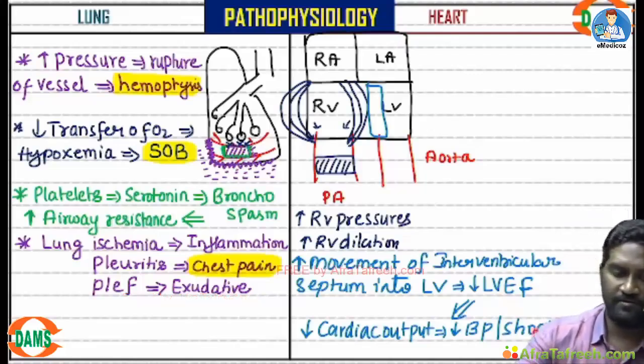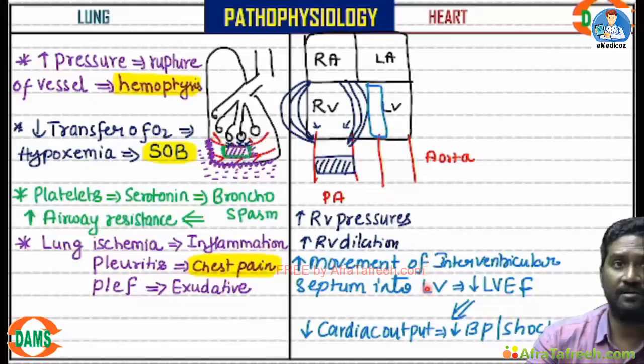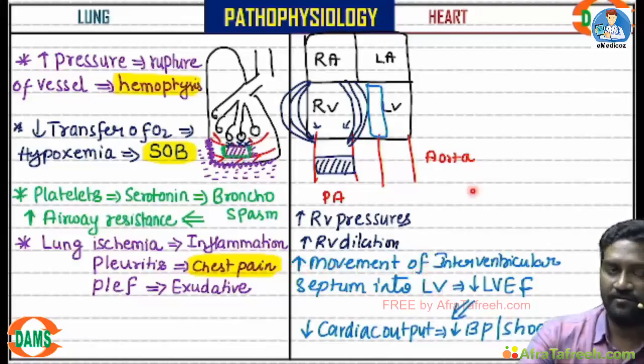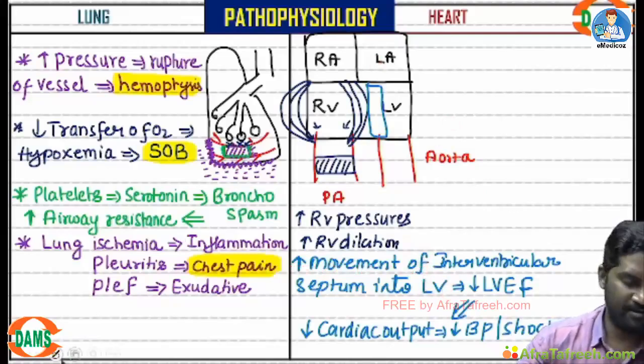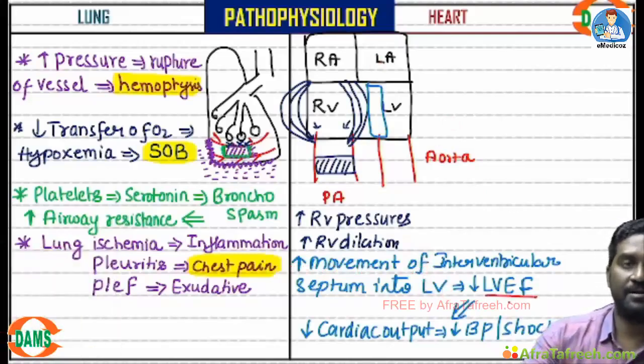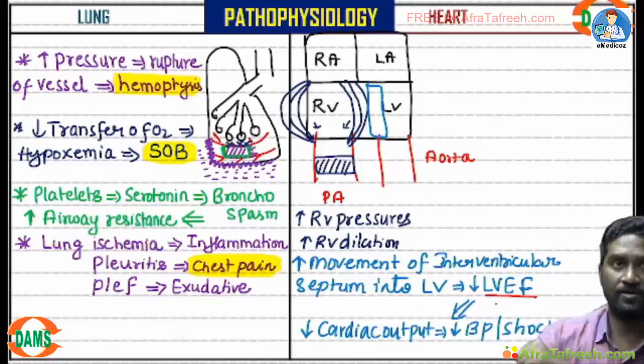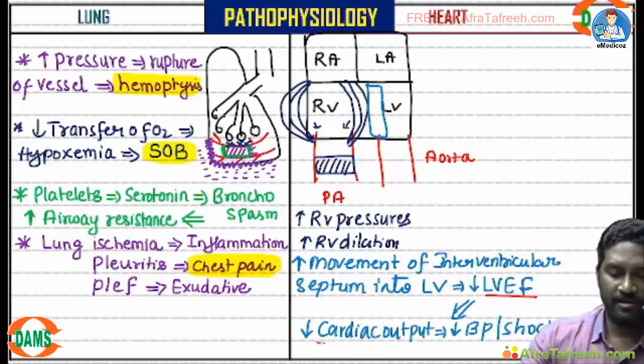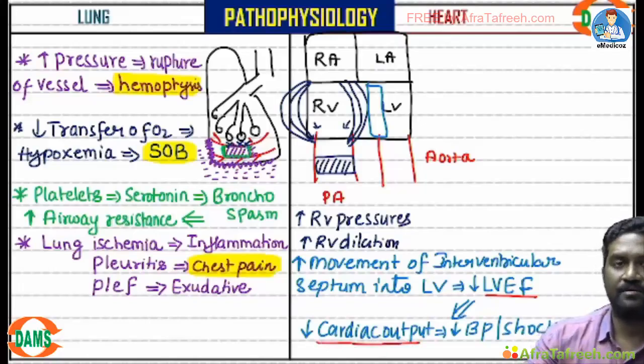Now you can notice there is increased movement of the interventricular septum into the left ventricle. So once it is moving into the left ventricle, the left ventricular ejection fraction, the amount of blood going from the left ventricle into the aorta, will decrease. That will decrease the cardiac output, resulting in decreased blood pressure and ultimately shock.